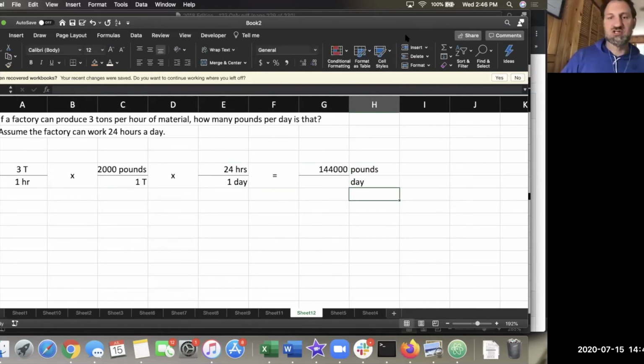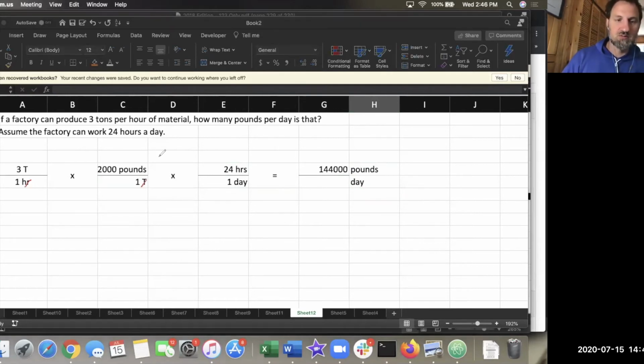And when I say just stuff on the top, I mean the numbers on the bottom is 1 times 1 times 1, so it's just 1. There is still a unit on the bottom because the hours cancel the hours, the pounds cancel, oops, the tons cancel the tons. Got a little excited there. And all I'm left with is pounds per day.